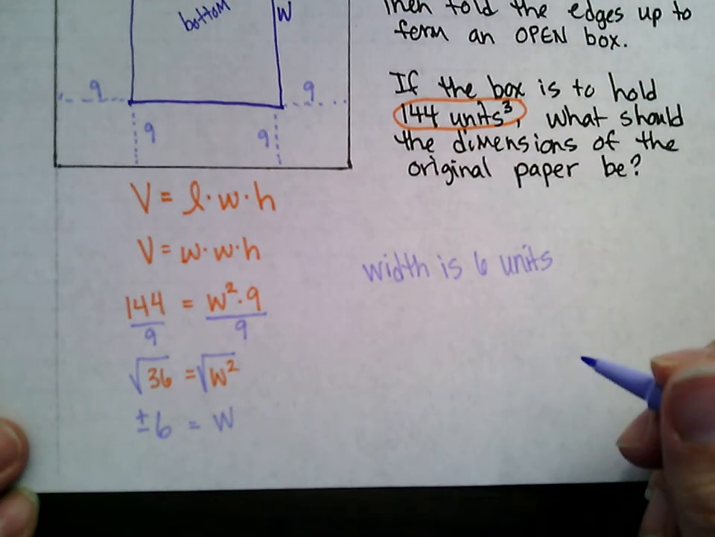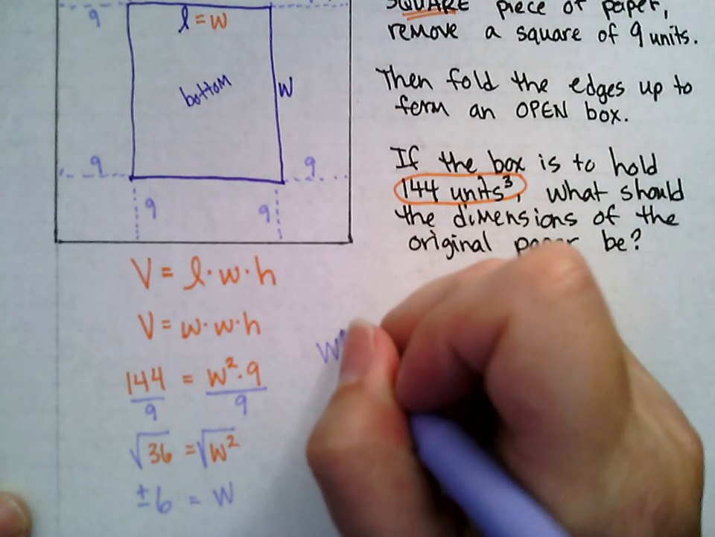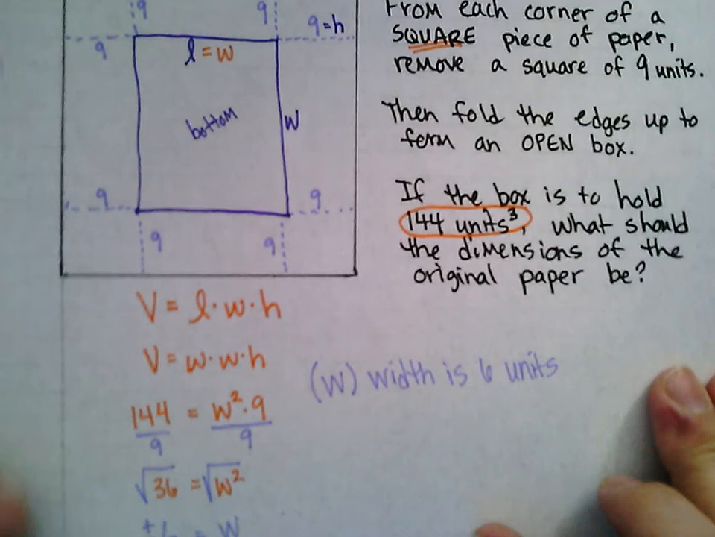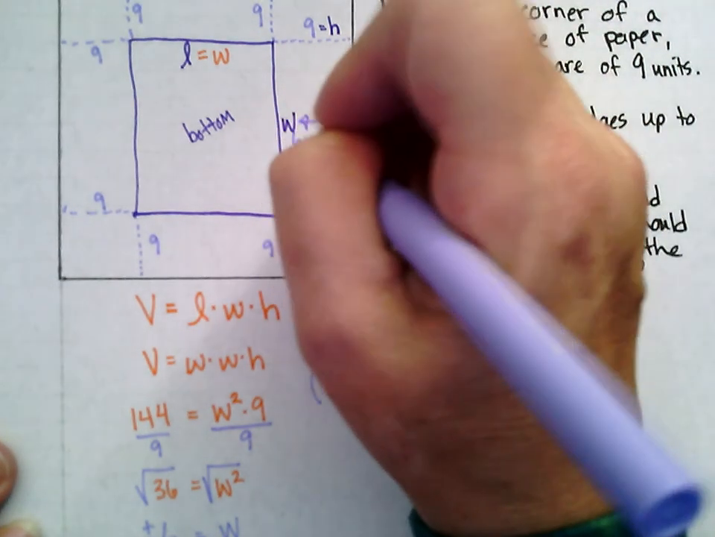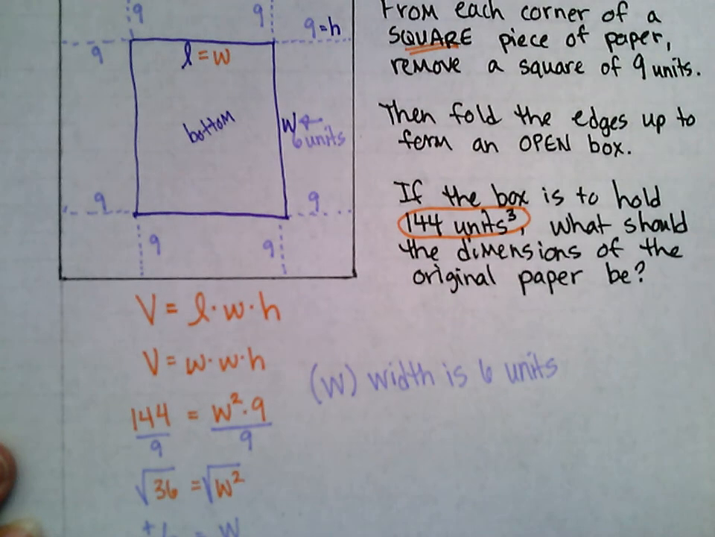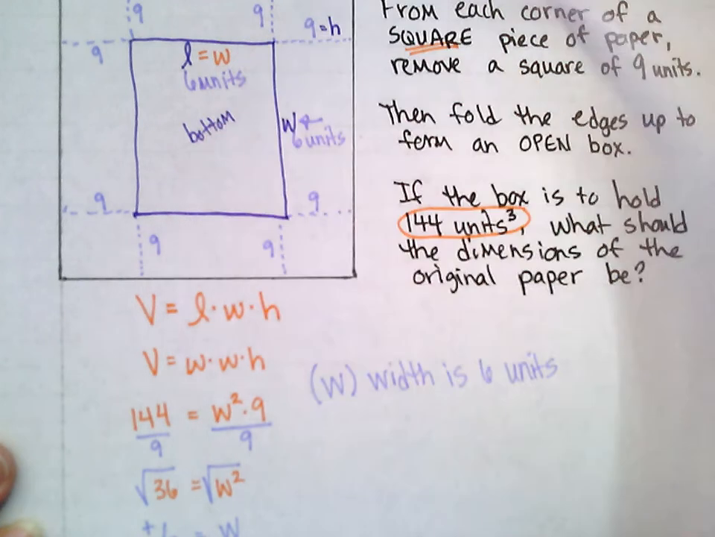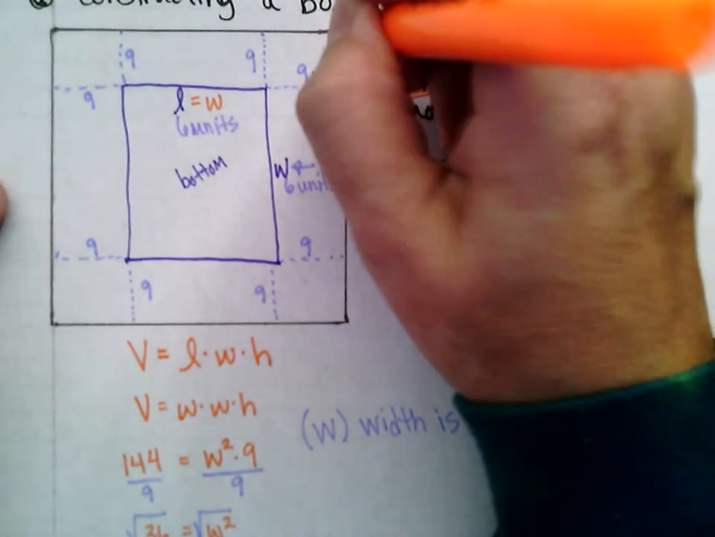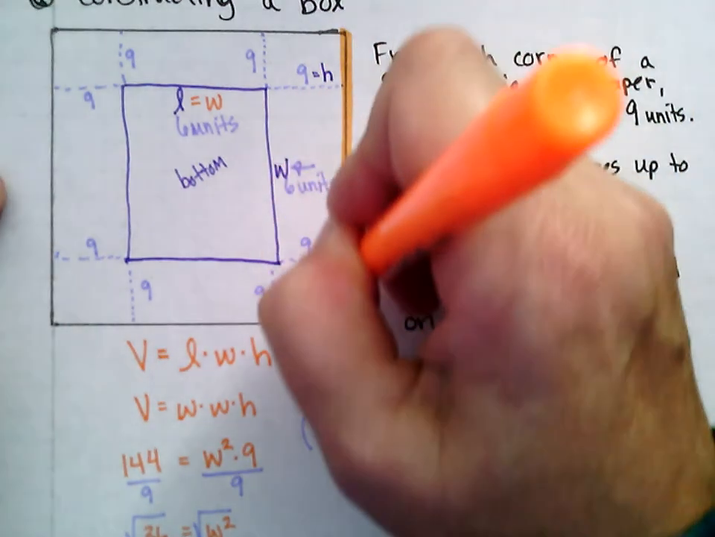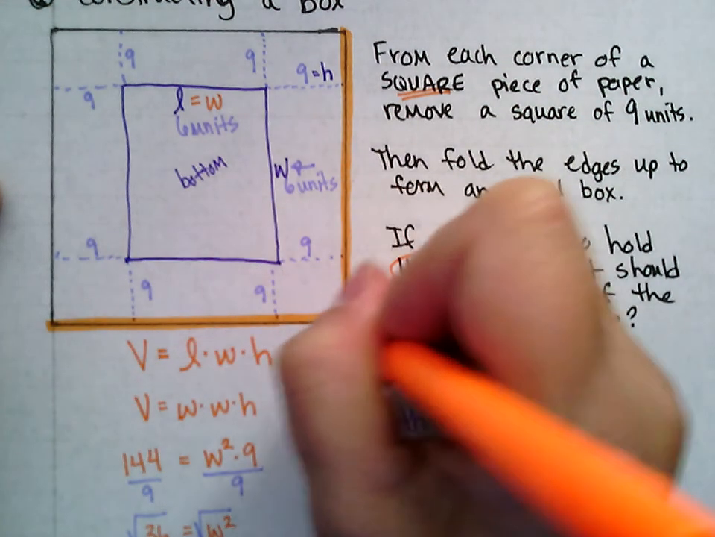That's the width of the box after we cut it. W, width is 6. So this guy right here is 6 units. But they actually want to know what the original dimensions of the box are. So they want to know this length by this length.